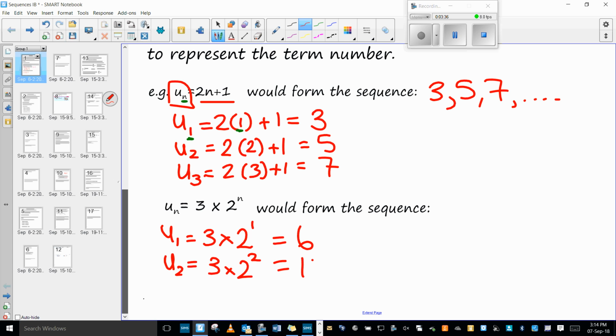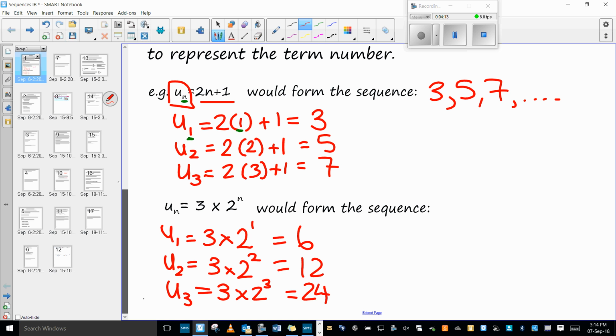I kind of wanted someone to say 36. Was anyone tempted to say 36? 3 times 2 and then square it? No. You need brackets for that, so do the powers first. Next one. 3 multiplied, we're trying to use the word multiply rather than times, by 2 to the power 3. What's 2 to the power 3? 8. Times 3 is 24.